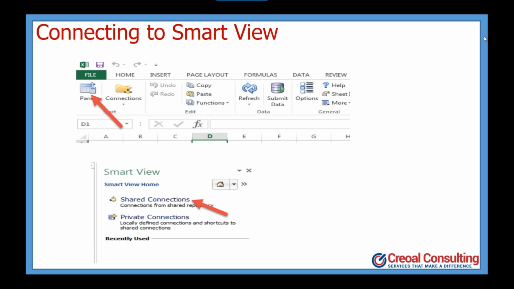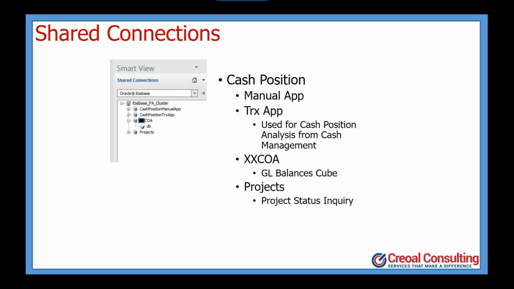There's 2 different kinds of connections, shared connections and private connections. Private connection is a locally defined connection. You can actually use that connection to connect directly to some of the OTBI layers and use Microsoft Excel to bring data back. But private connection is a little bit beyond the scope of this session. So we'll focus on the shared connection.